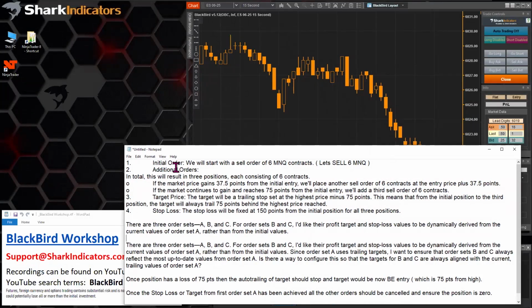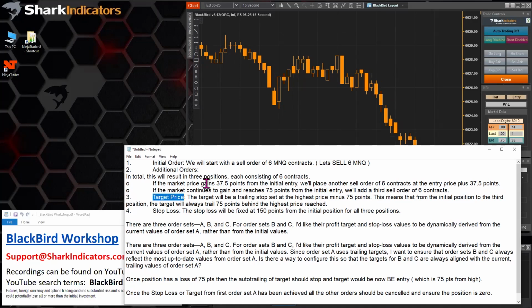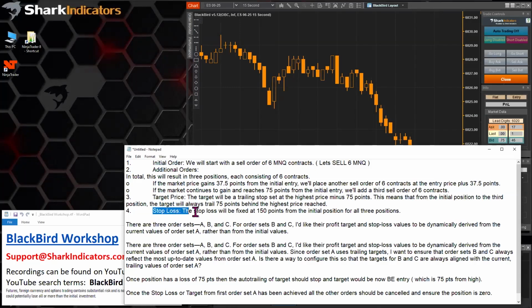Essentially this is a cost averaging in system with automatically adjusting profit targets, based not necessarily on the changing average entry price when cost averaging in, but actually the target automatically adjusts based on price, based on where the market goes. The stop loss is a basic stop loss. It's just a fixed 150 points, right? So it's all straightforward there.